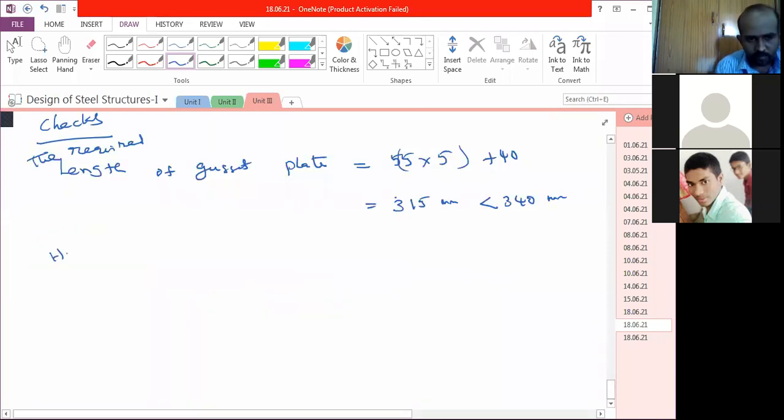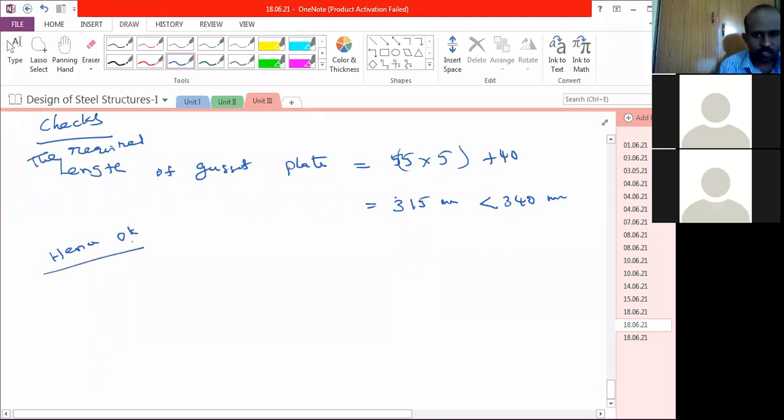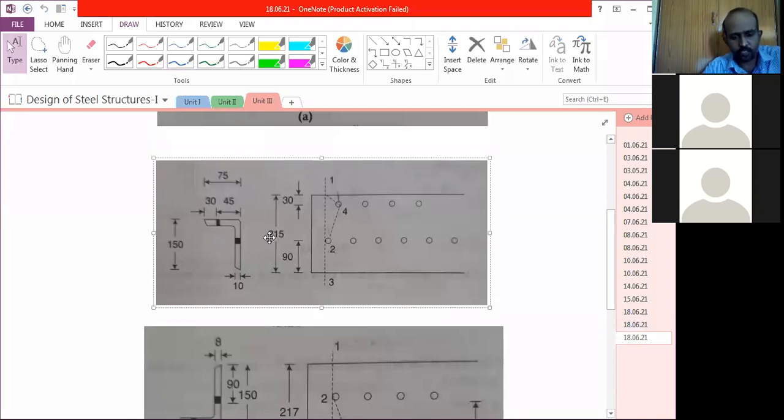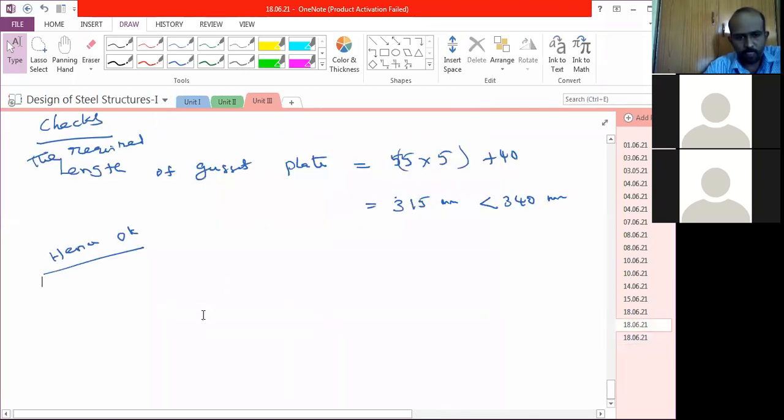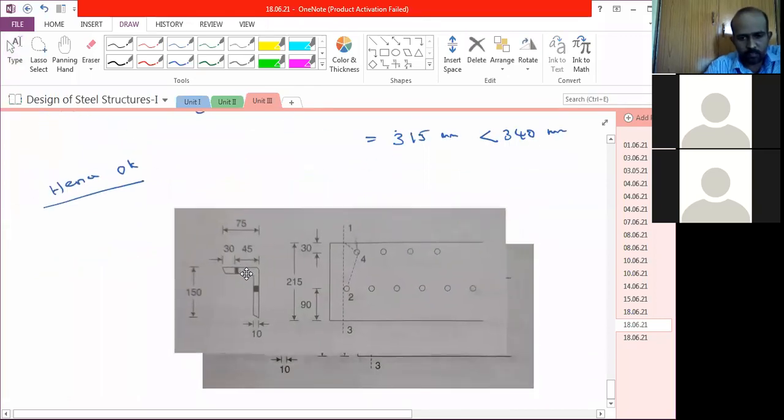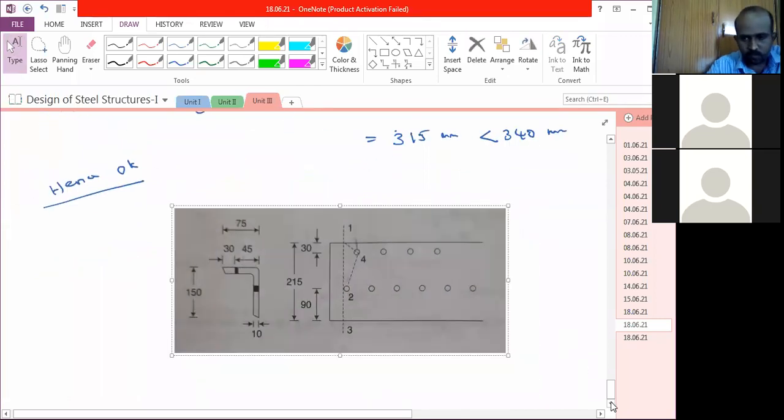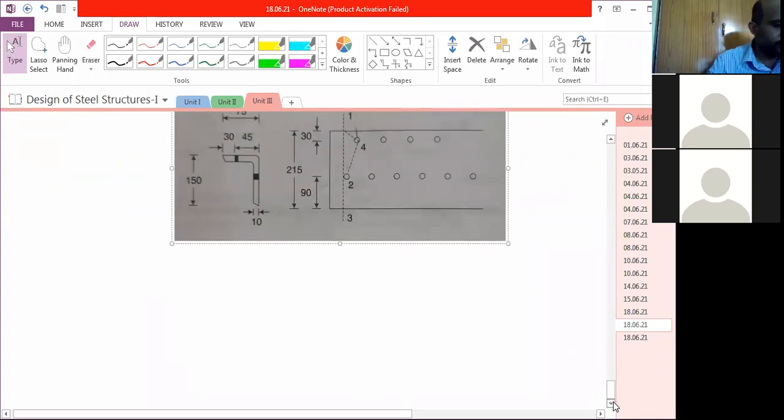Hence, okay. We understand what we are doing there. Then one more check is there. I will copy this diagram for understanding, for checking rupture capacity. What needs to be checked now? Fracture.